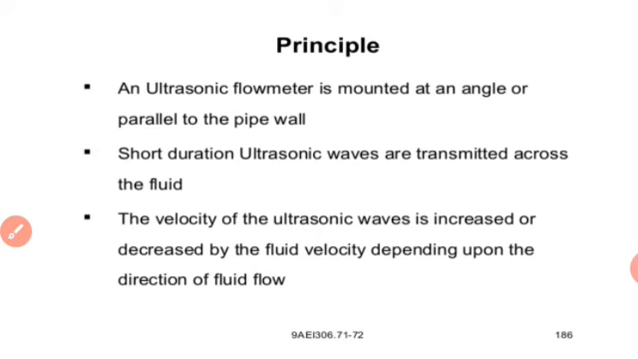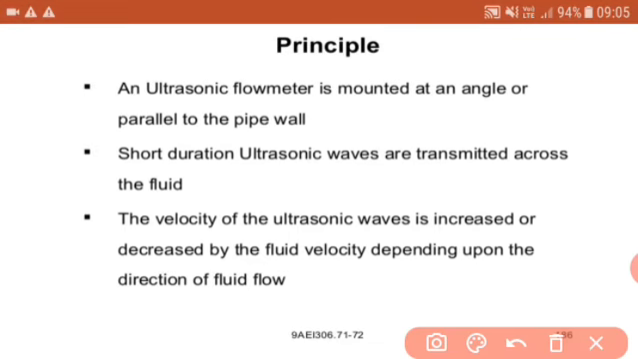First we will see the principle. An ultrasonic flow meter is mounted at an angle, not parallel to the pipe wall. It means the mounting of this meter will be at an angle to the pipe wall.